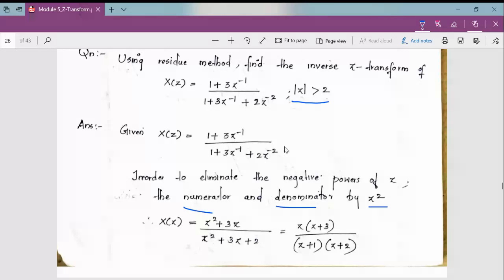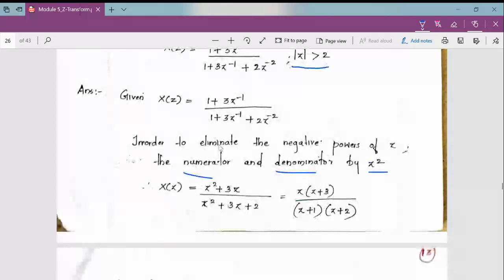On multiplying by z square, the numerator becomes z square plus 3z, and the denominator becomes z square plus 3z plus 2. The next step is to factorize it. The factors of the numerator are z into z plus 3, and the denominator is z plus 1 into z plus 2. These are the poles of x of z, that is, the two residues of x of z.